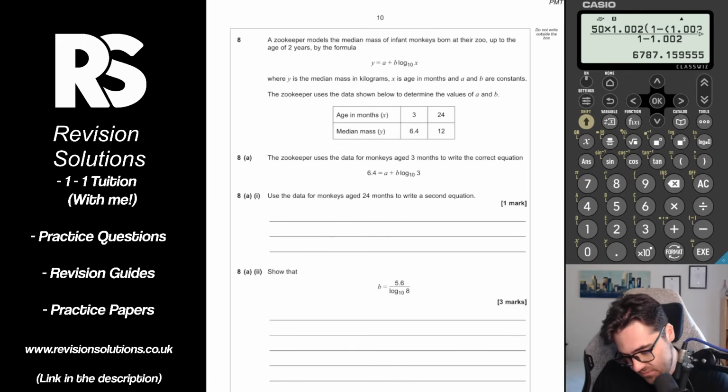Carrying on to question 8, it says, a zookeeper models the median mass of infant monkeys born at their zoo up to the age of 2 years. So we've got an equation. Y is the median mass in kilograms, X is the age in months, and then we've got some data. So the zookeeper has used the first pair of values to find this equation, and then we're asked to use the second pair of values to get another equation. So just simply plugging them in, we'd have 12 would equal A plus B lots of log base 10 of 24.